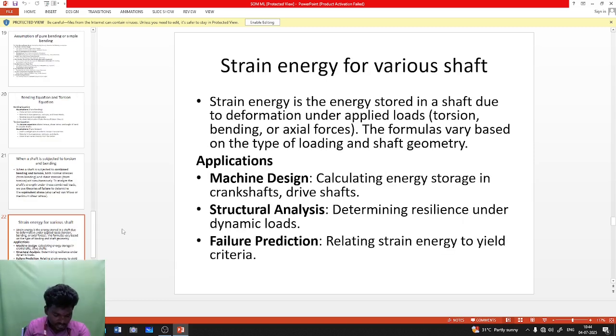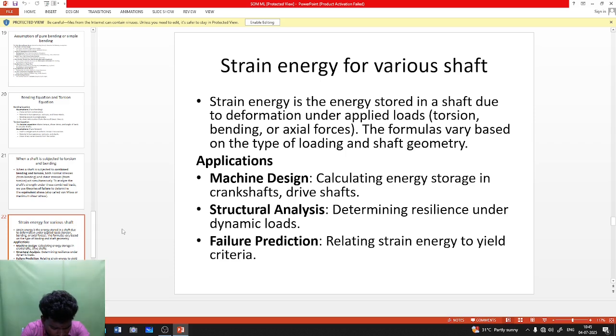And the strain energy for various shafts: for a solid shaft, US is equal to 1 by 2 T by J into theta, which is equal to 1 by 2 T square L divided by GJ. This also is equal to sigma tau square divided by 4G into volume of shaft. For a hollow shaft, UH is equal to 1 by 4 into tau square divided by G, into (do square plus di square) divided by do square, into volume of shaft.